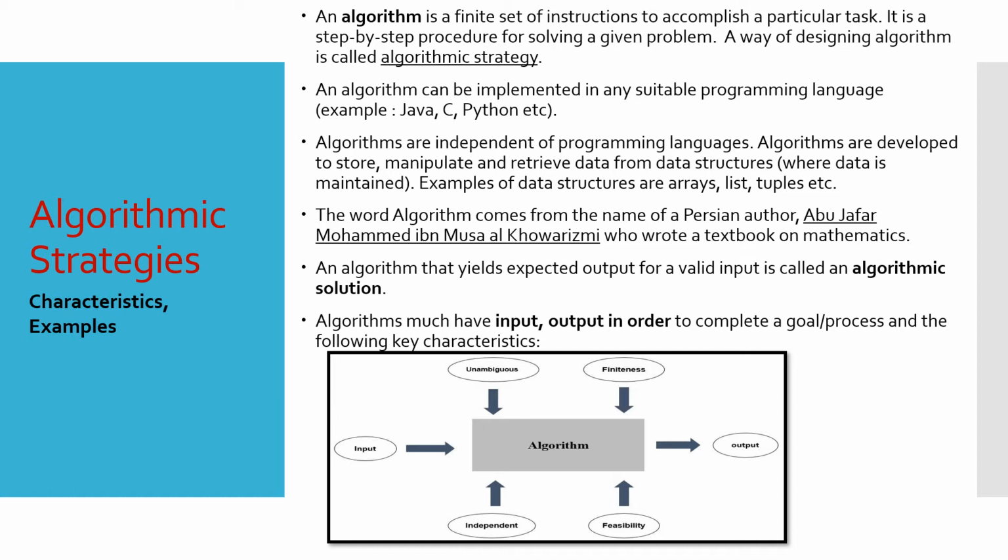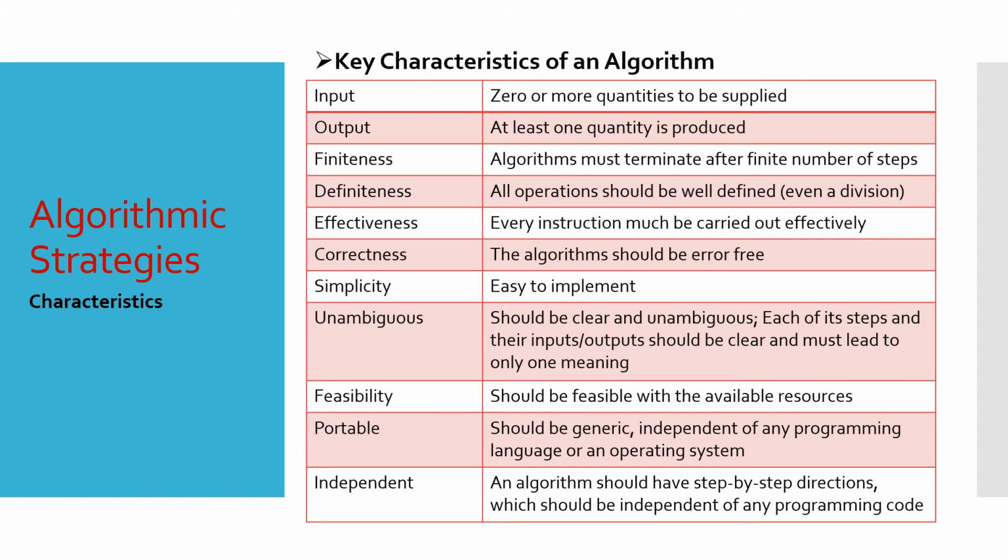An algorithm that yields the expected output for a valid input is called an algorithmic solution. That's very straightforward. And as I said before, every algorithm will have an input and output in order to complete a goal or a process. It has these characteristics, which include being finite, independent, feasible, and unambiguous, to achieve the required output. Okay, let's see more characteristics of an algorithm in a table.